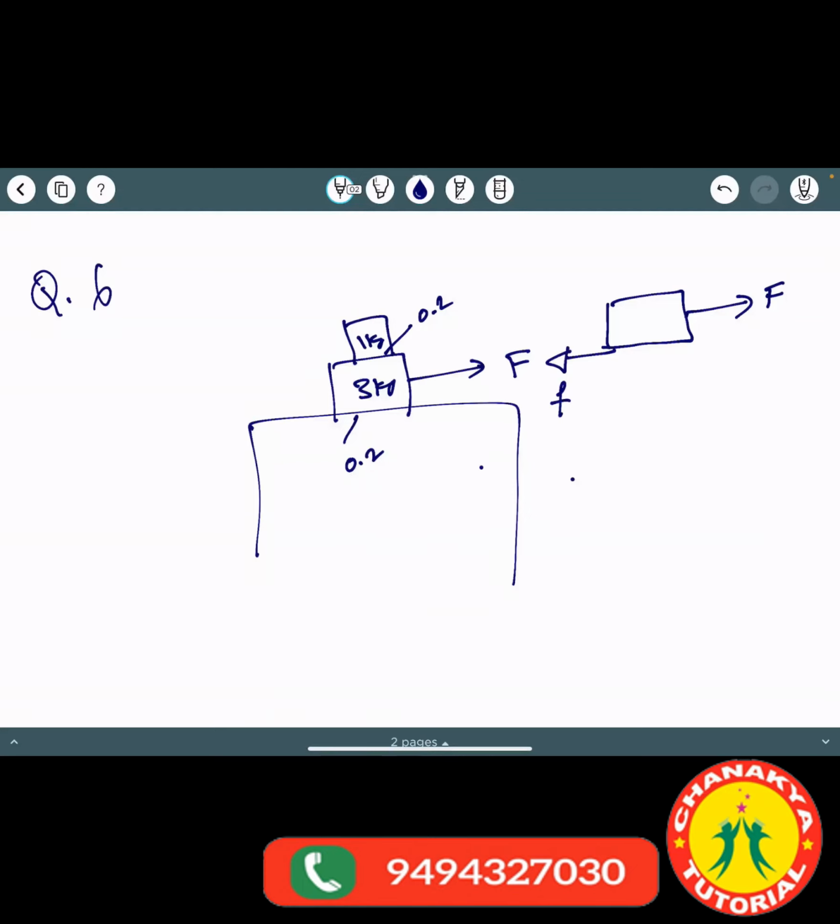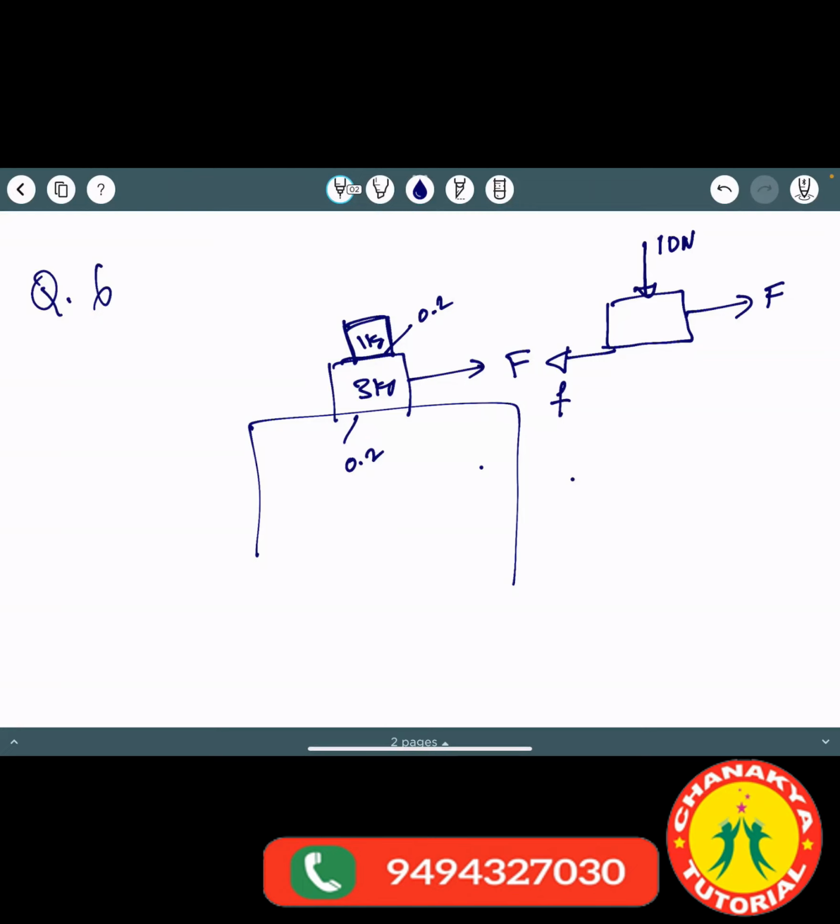Any doubt here? And you know that there will be a normal acting on this block due to this 1 kg block, correct? How much will it be? 10 Newton, right? Mg. That much normal will be acting on this block.